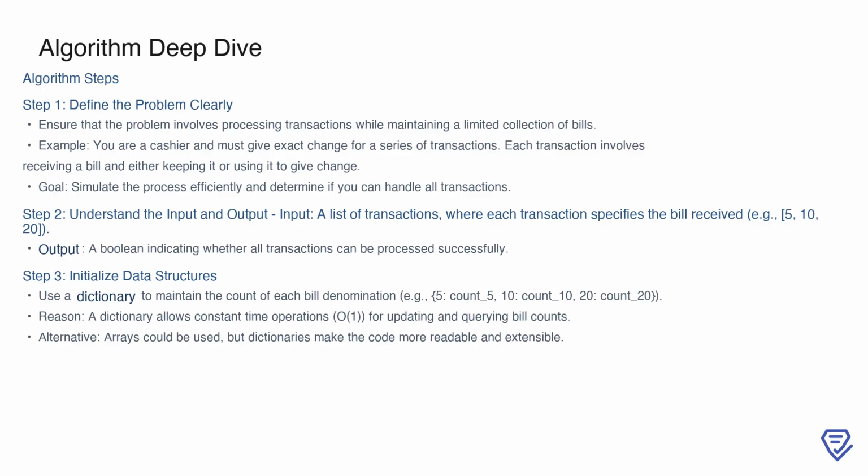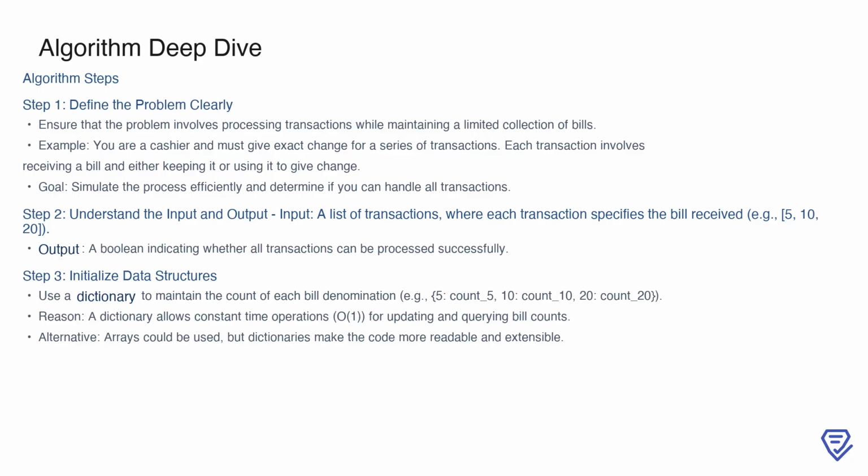You'll receive a series of bills, and for each one, you must decide whether to keep it or use it to give change. The goal is to process all transactions efficiently and return a Boolean indicating success or failure. Now, to do this, you need to understand the inputs and outputs. The input is a list of bills received in the order of transactions, such as 5, 10, 20. The output is a simple Boolean, true if all transactions can be handled, and false otherwise.